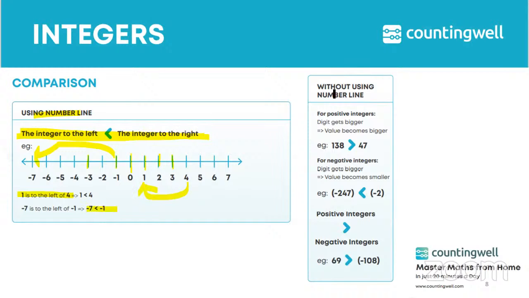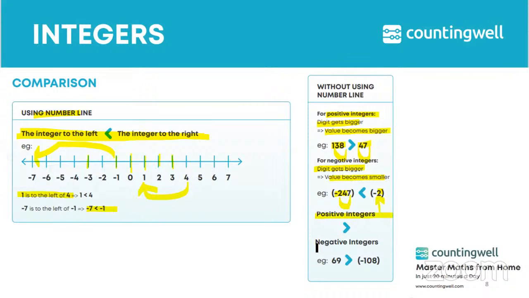If you want to compare without using the number line, then for positive integers, when the number of digits gets bigger, the value becomes bigger. For example, 138: the number of digits is 3. In case of 47, the number of digits is 2. So 138 has greater value than 47. So we have 138 greater than 47. Whereas for negative integers, as the digits get bigger, the value becomes smaller. Here you can see there are 3 digits and this number is negative. There is 1 digit in this number, so the value is bigger. So minus 247 will be less than minus 2.